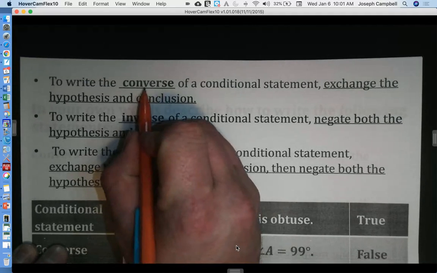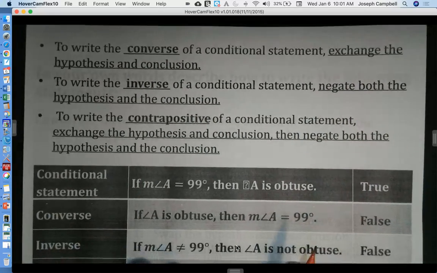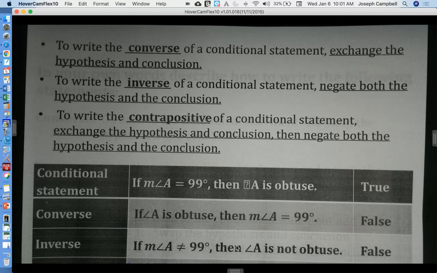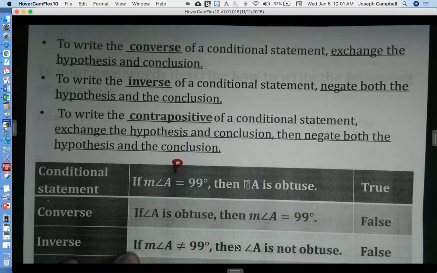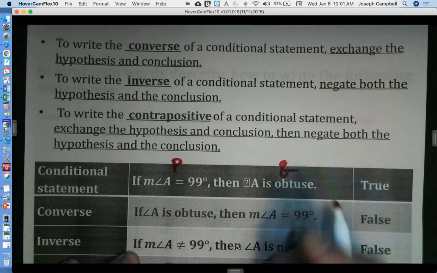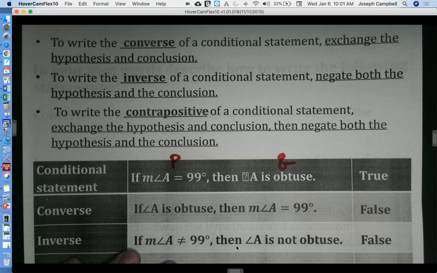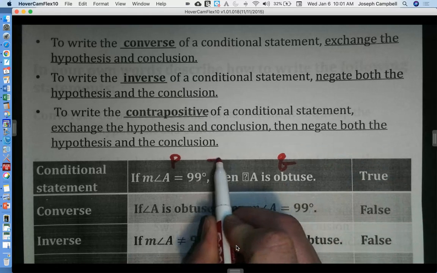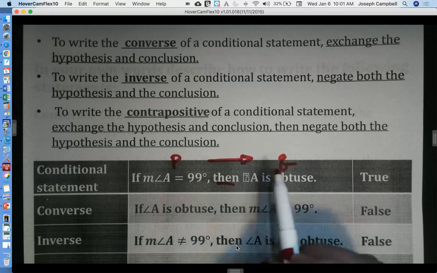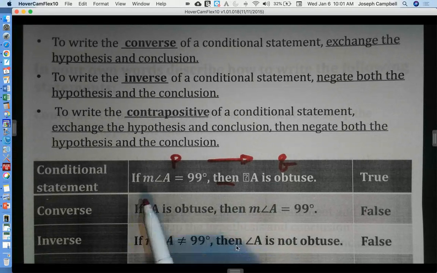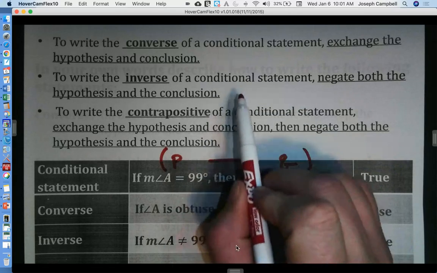So the converse is when we exchange the hypothesis and conclusion. What we typically do is use this idea of P's and Q's. We say that the hypothesis is P, and the conclusion is Q. Hypothesis P, conclusion Q. Just a little idea. And we use this arrow to indicate the word then. So if P, then Q. We'll use this symbology to help us understand these.